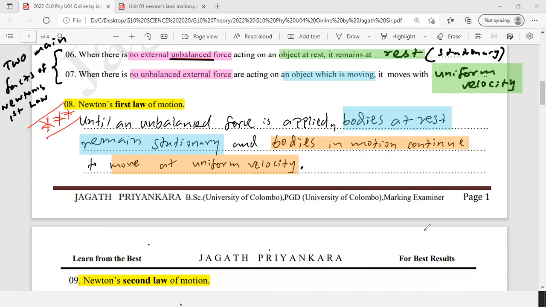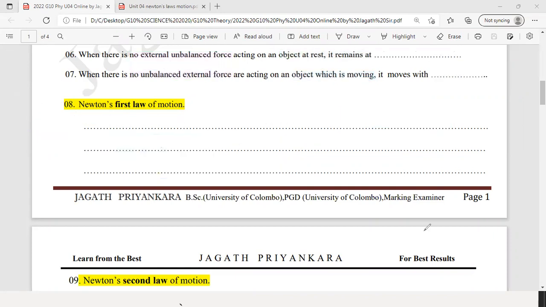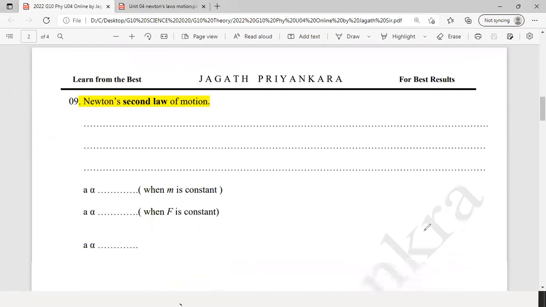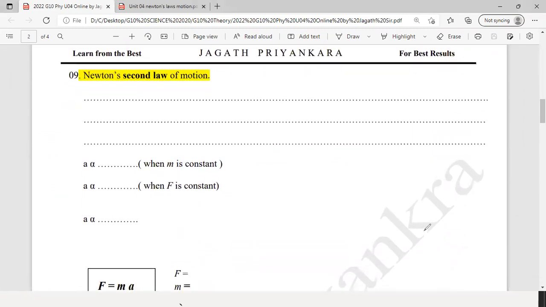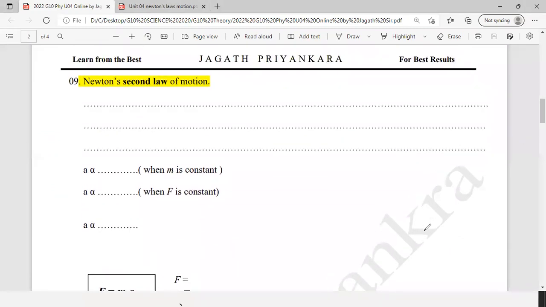Okay, now next page, top of page number 2. Newton's second law. This Newton's first law and second law, you have to remember in the exam. If they ask you to write down Newton's second law, you should know how to write it, because it carries 3 stars. You have to memorize the 2 laws. Now, Newton's second law is this actually.